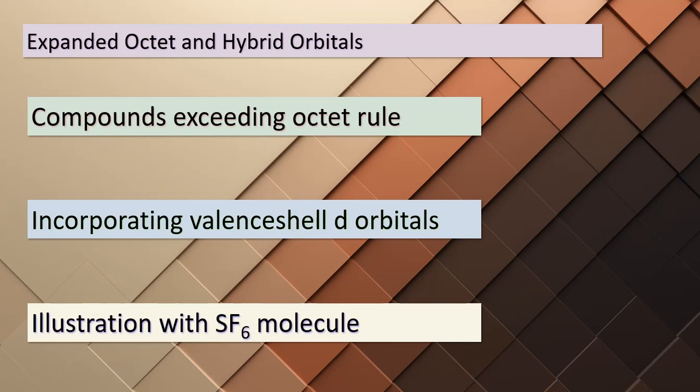By incorporating valence shell d orbitals alongside the more common s and p orbitals. Let's take SF6, for instance. In this molecule, sulfur uses its 3s, 3p, and even its 3d orbitals to form hybrid orbitals. These hybrid orbitals then combine with the orbitals of 6 fluorine atoms, resulting in the unique structure you see on the screen. This deviation from the octet rule allows these compounds to accommodate more than 8 electrons in their valence shells, opening up a world of possibilities for molecular diversity. Now, let's continue our exploration of fascinating chemical phenomena.